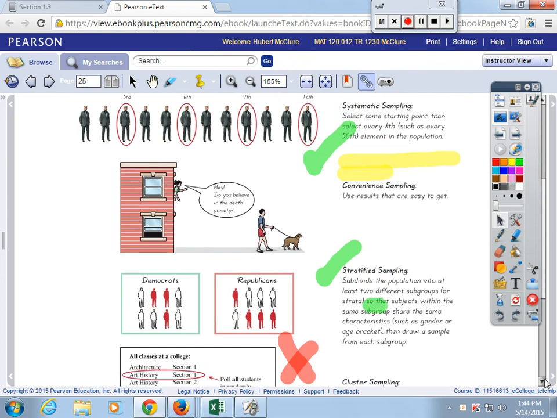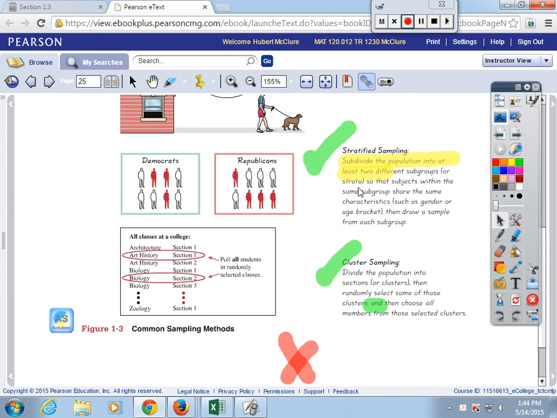Stratified and cluster sampling. Stratified would be like Republicans and Democrats. In other words, they're grouped among two different groups. Now, what's the difference between stratified and cluster? Cluster would be in the sections like courses.